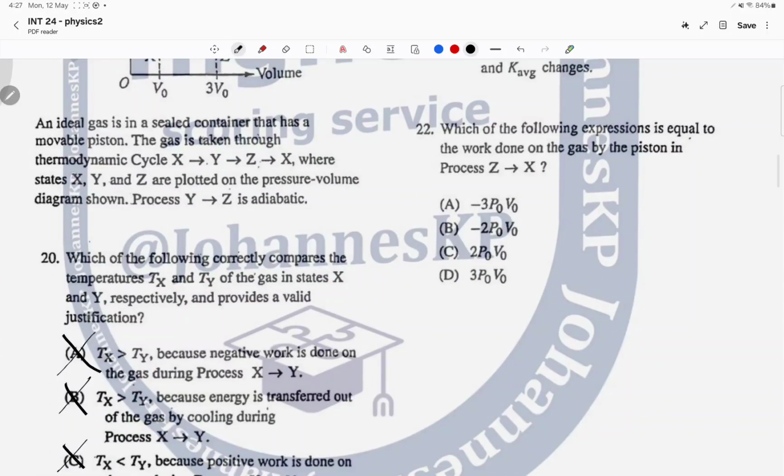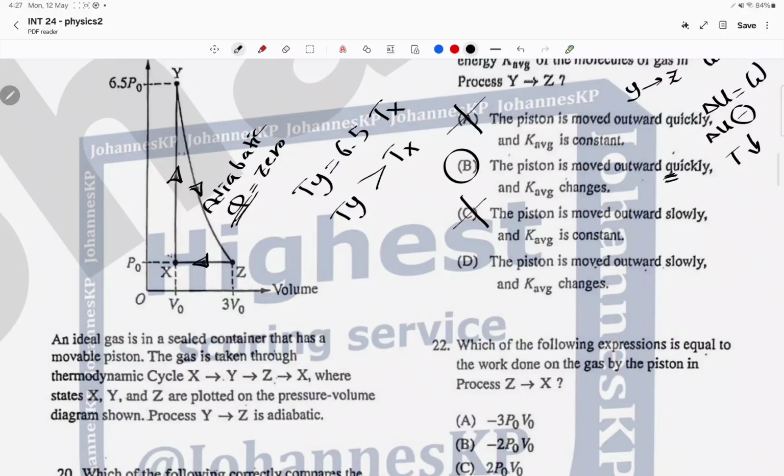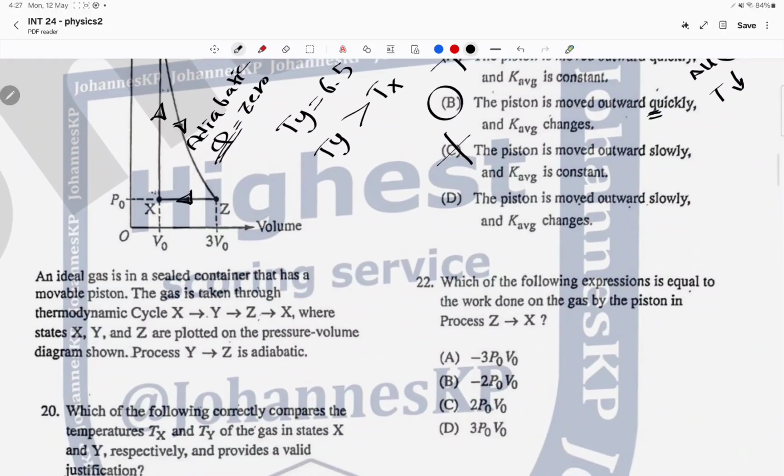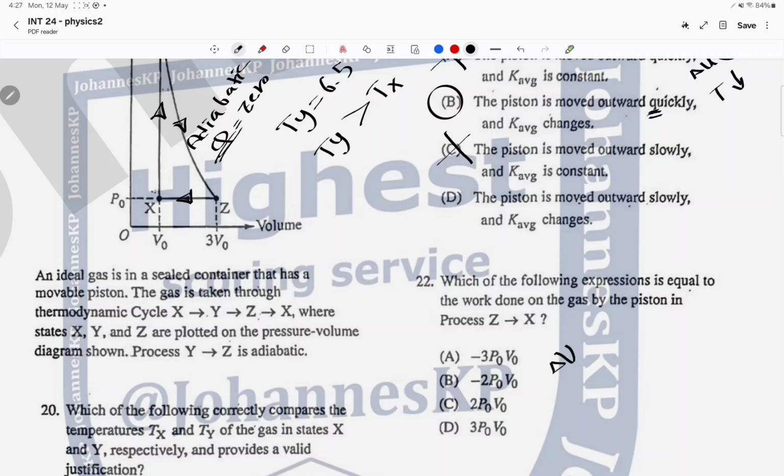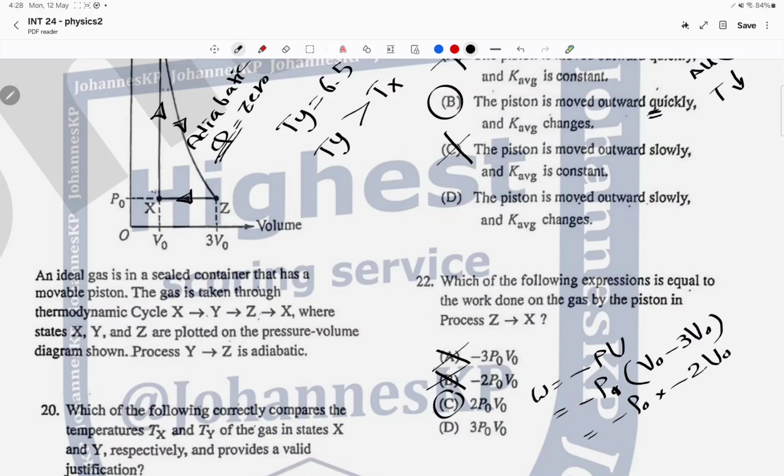Yeah, of course. 22. From Z to X. Are we expanding or shrinking from Z to X? Shrinking. Okay, so delta V is negative, right? Negative. So work has to be? Positive. Okay, so it's not B and it's not A. So work is equal to negative P delta V. So negative P0. D. Yeah. No, wait, shoot. What are you doing? V0 minus 3V0. You scared me. So 2 P0 V0. Where did the 3 go? Oh, okay.